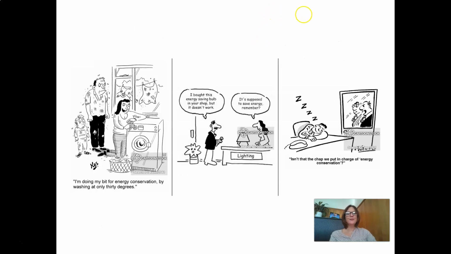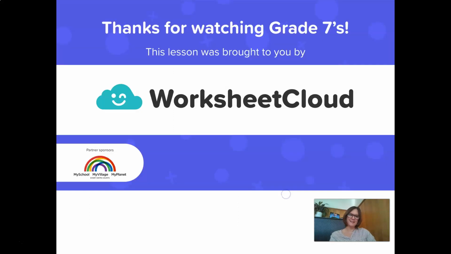So just to end off, a little bit of cartoons on energy efficiency for you. I'm doing my bit for energy conservation by washing at only 30 degrees, but their clothes are not coming clean. I bought this energy saving bulb in your shop, but it doesn't work. Well, it's supposed to save energy, remember? So it's not working. And then isn't that the chap we put in charge of energy conservation? Yep, he's asleep. He's conserving his energy. Credit to Cartoon Stock for making us giggle today, grade 7s.